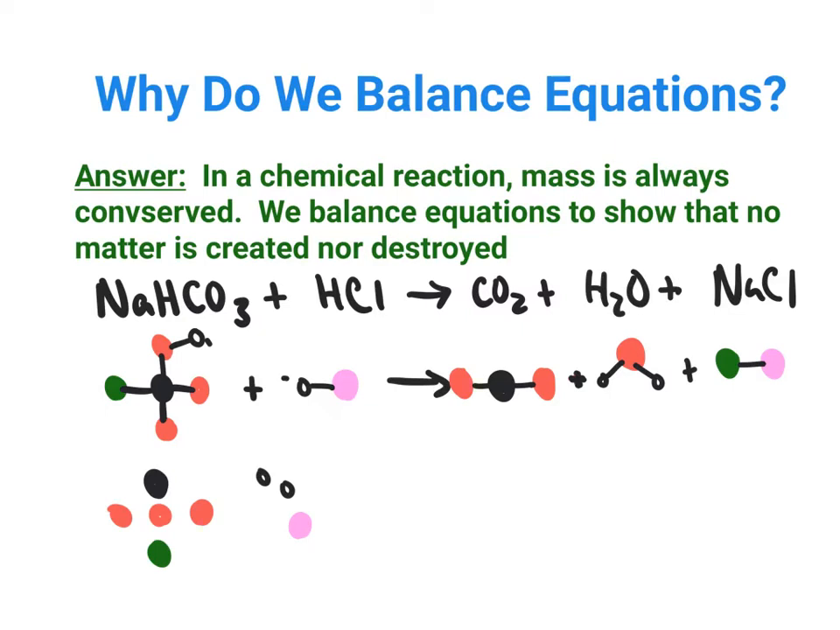On the other side of the equation, we have the exact same setup, right? We have our 1 carbon, which is right there. We have our 3 oxygens here, here, and here. We have our 2 hydrogens, which are both off the oxygen. And we have our sodium, and we have our chlorine. So once again, we didn't add any atoms, we didn't destroy any atoms. The equation is balanced.